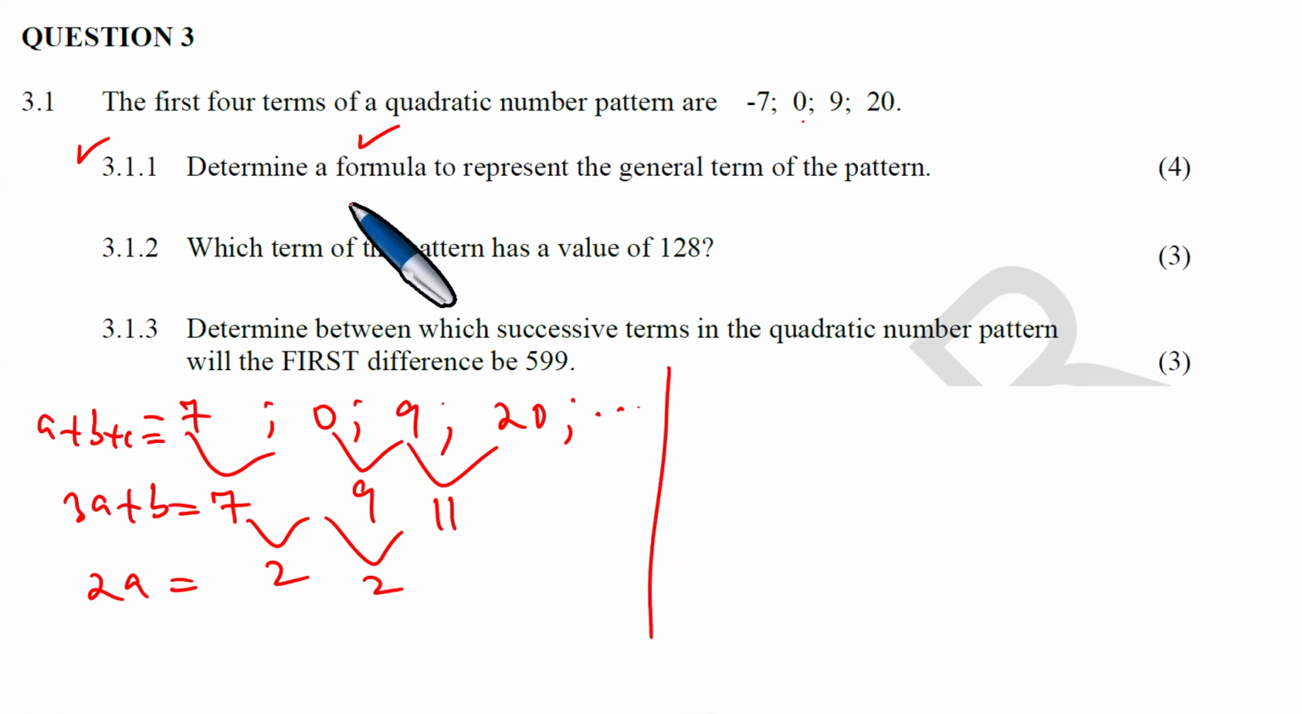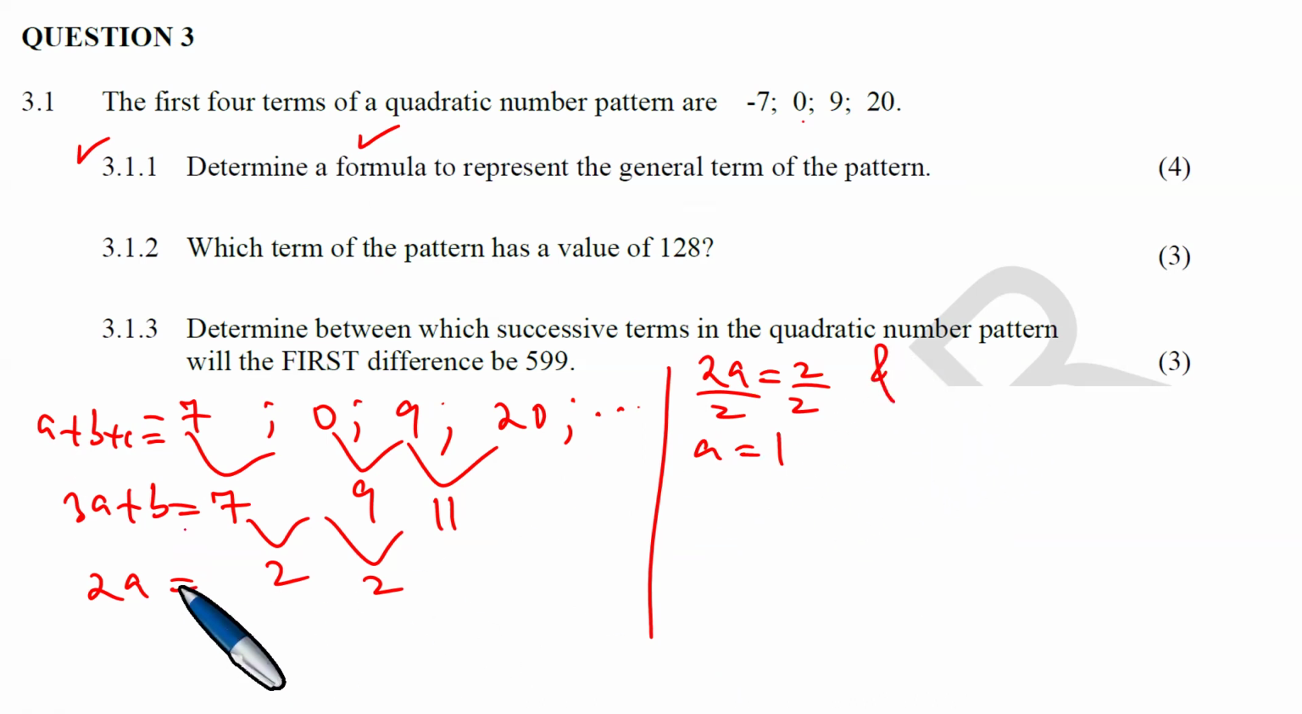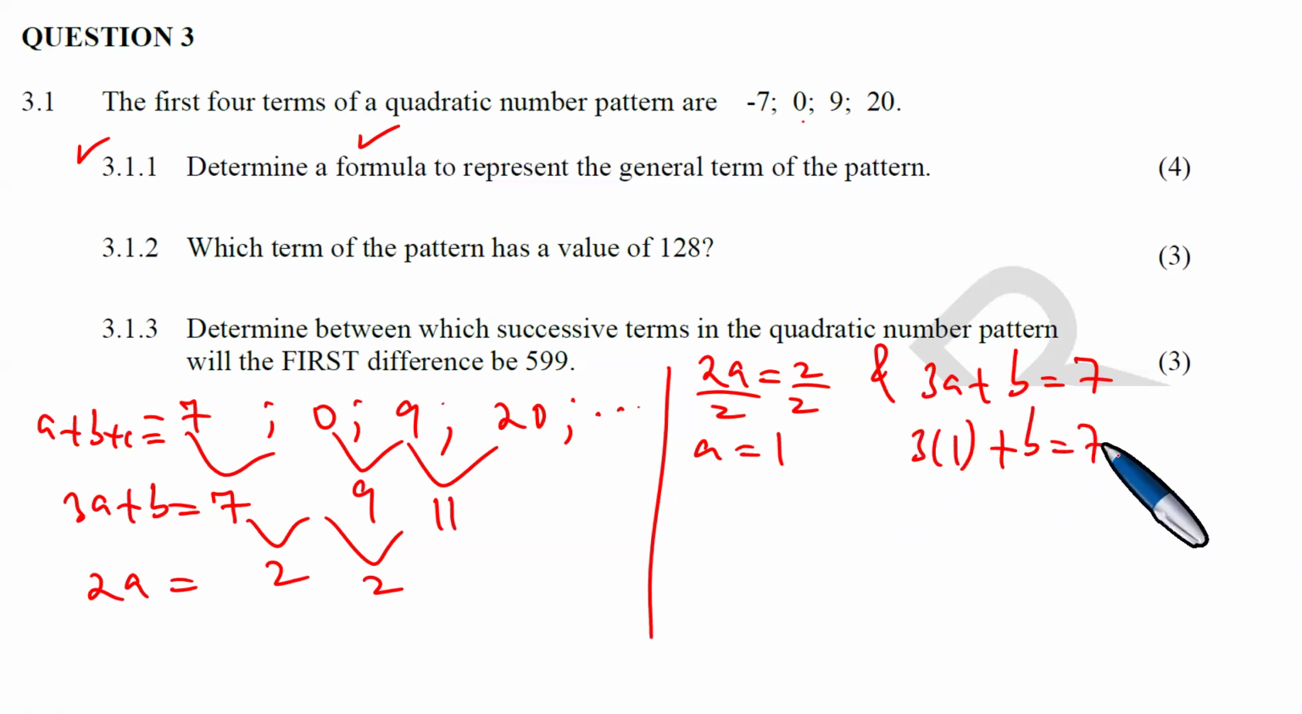Okay. Now, always to find a formula, we do this with our number patterns. Now, we have the fact that 2a equals 2. You divide the left by 2, the right by 2, which means a equals 1. And what else do we have? We have that 3a plus b equals 7, and 3a is 3, so 3 plus b equals 7, which means b is 7 minus 3, which is actually 4. We have b equals 4.